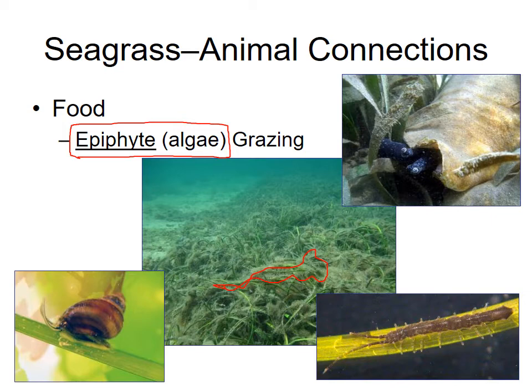So here you can see a small snail. This is Lacuna vincta, a type of snail that lives in cool waters of the North Atlantic Ocean, and these little snails trundle along the seagrass blades. They don't eat the seagrass, they eat the algae that grows on the seagrass.